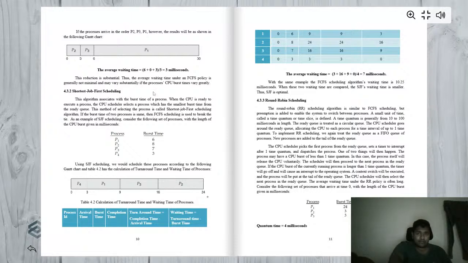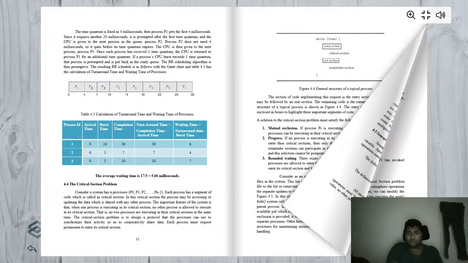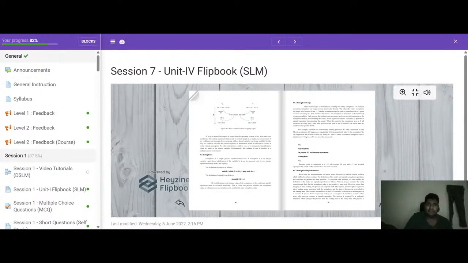Okay. Round robin algorithm, you know, right? You have learned it in UG. I will explain in very simple English. When we are implementing the scheduling, it should be implemented. Okay. Critical section problem, you know we have a problem. Okay. Unit 5 we will start. Okay. Unit 4 over. Okay.